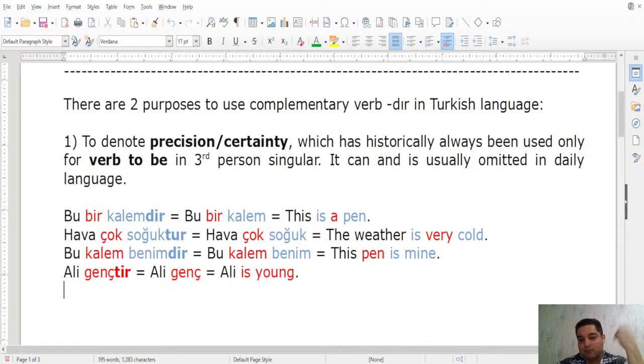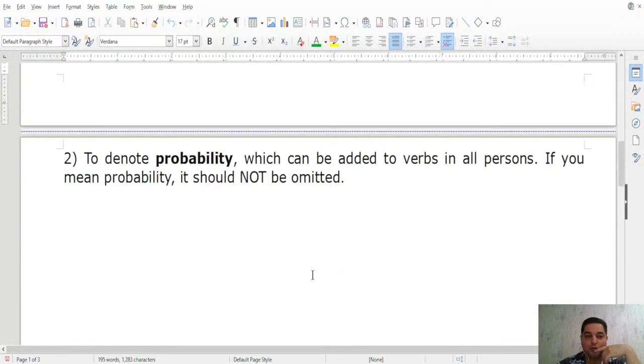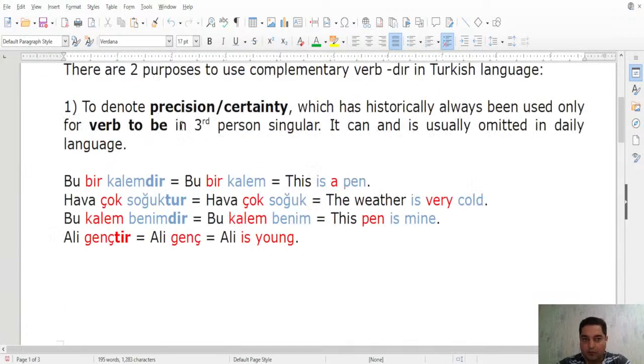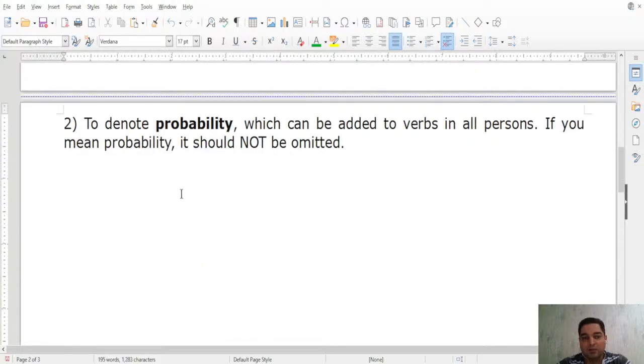The second purpose of using this dır dir durdur, tır tir tur tür, is to denote probability. Okay, probability, some kind of possibility of something that is happening. It can be added to verbs in all persons. It doesn't matter. But if you really use this with this kind of meaning, you cannot omit that dır dir durdur. You can omit it only in the first use, when you mean precision or certainty. But in this case, if you really want to mean probability, you definitely have to use that dır dir durdur at the end, and people will understand it.